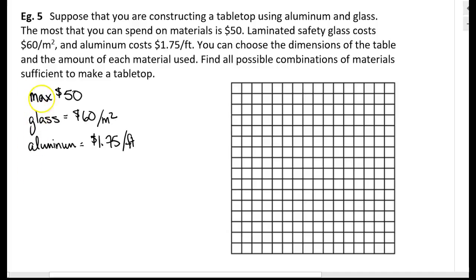So we would start by saying, okay, well, this is great. This is my maximum, so that's going to be kind of by itself. That's what everything needs to add up to. It's got to be greater than or equal to. Everything else has to be less than $50 or at the most $50.